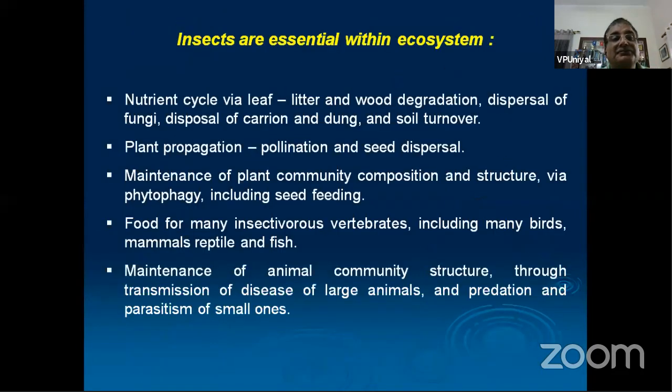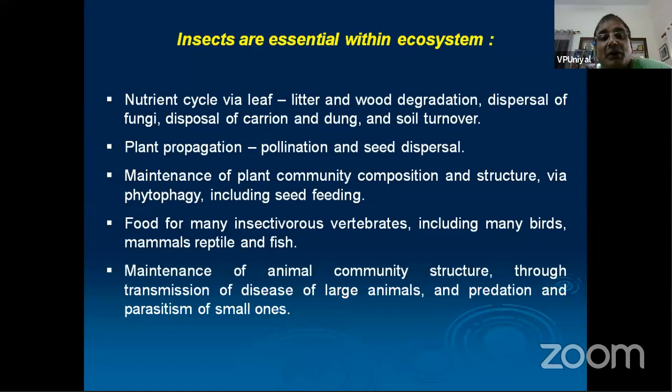The second very important thing is that insects are very essential within the ecosystem. If you go into the forest area, you see the leaf litter. If the leaf litter does not decompose, enhancement of the fertility of the soil is very difficult. But who is doing it? Insects. Without the help of insects, who is going to decompose your kitchen garden and kitchen waste? Only insects play an important role in the decomposition process.